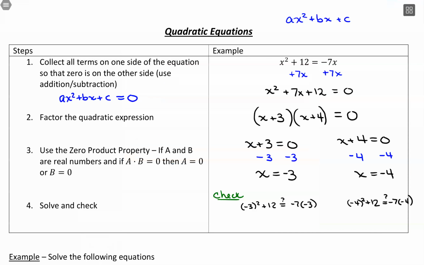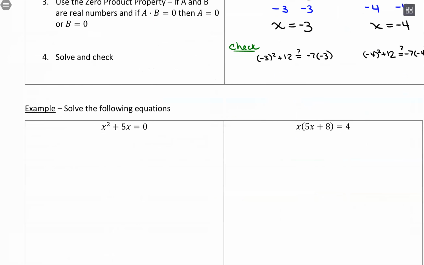So those are the steps we want to go through. First step is get 0 on one side of the equation. Then we want to factor. And then we're going to split into these two cases where we can solve and get two solutions out. So let's try that out with some examples down here.